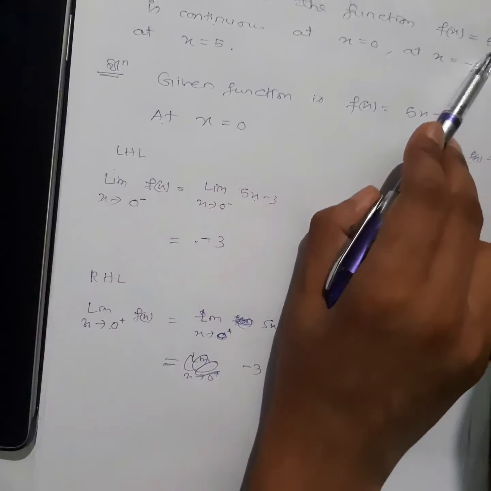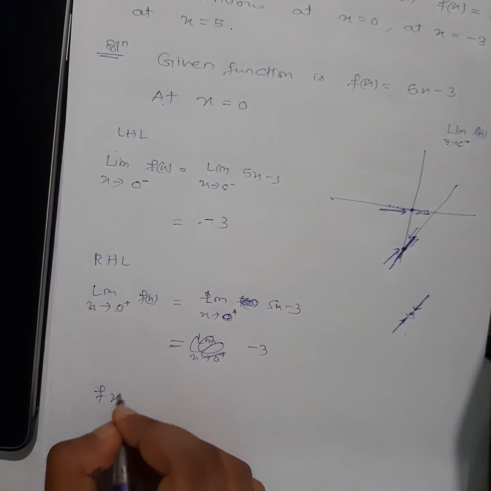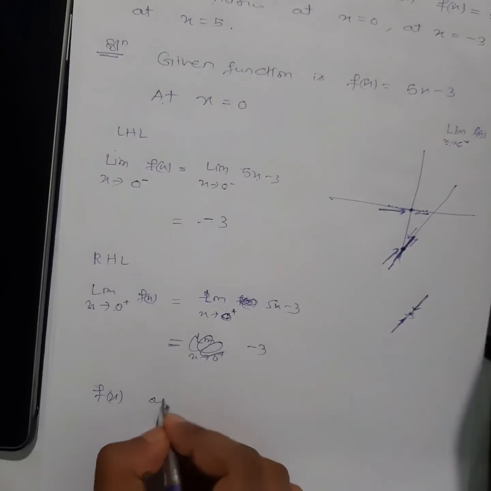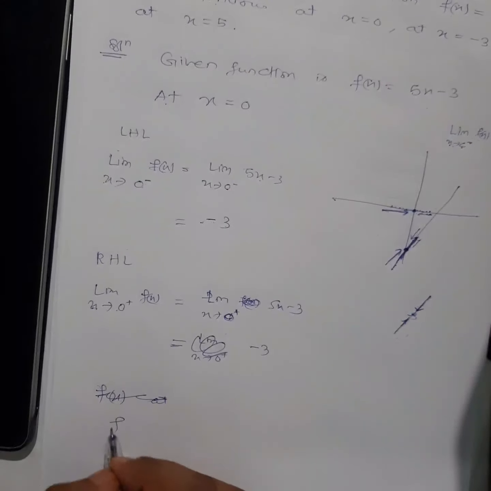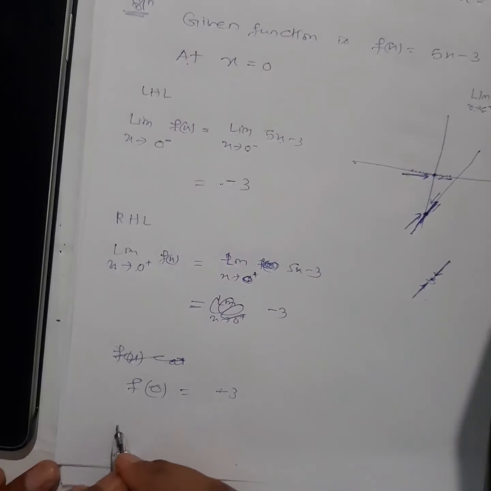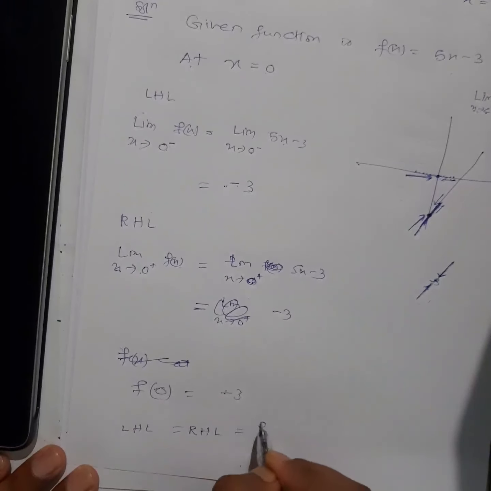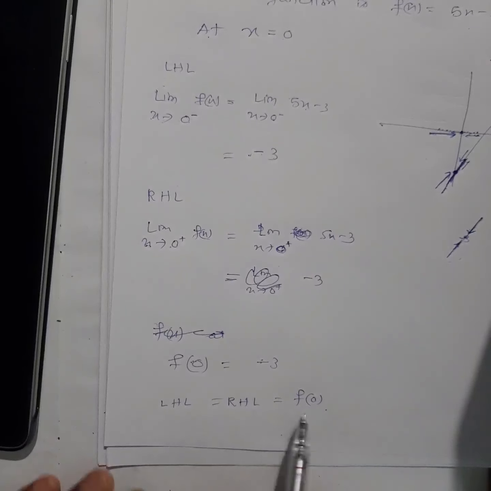I can directly say from here, if I put 0 here, I will get minus 3. So f(x) I will find out. I will write directly f(0) is equal to, how much? Minus 3. So what can I write here? Left hand limit is equal to right hand limit is equal to f(0). Can you see? So this means what?